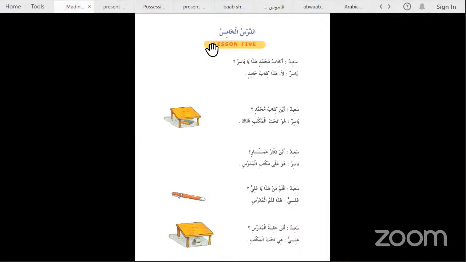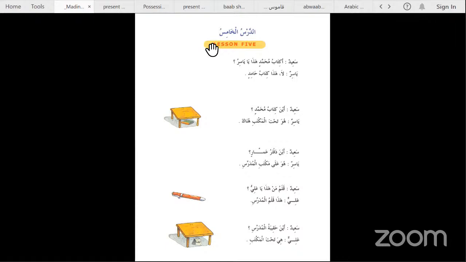Bismillah. Okay. Saeed: Kitabu Muhammadin haza ya Yasir. Is this Muhammad's book? O Yasir, is this Muhammad's book? And Yasir replies, La, haza kitabu Hamidin. Saeed: Aina kitabu Muhammadin. No. Where is Muhammad's book? Yasir replies, Huwa tahtal maktabi hunaka. It's under the table over there.